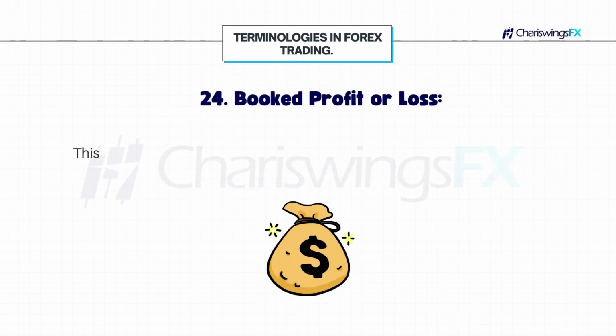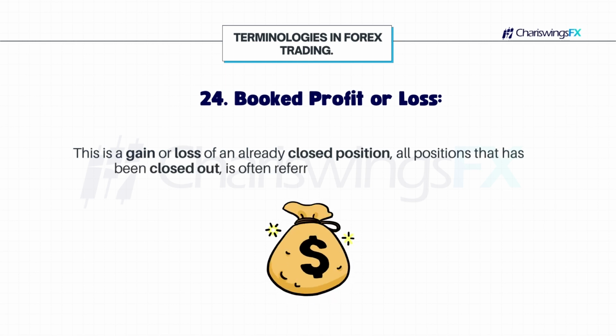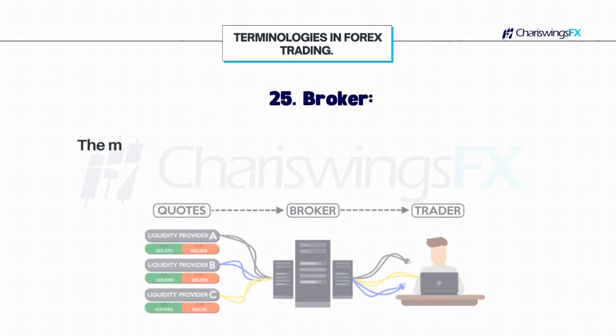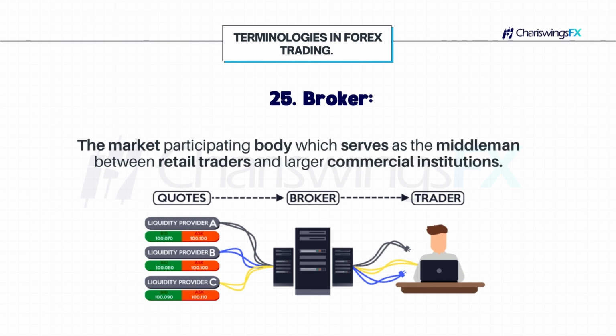24. Booked profit or loss. This is a gain or loss of an already closed position. All positions that have been closed out are often referred to as a booked position. 25. Broker. The market participating body, which serves as the middleman between retail traders and larger commercial institutions.